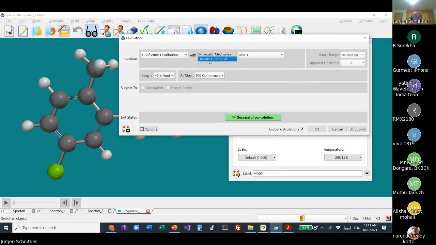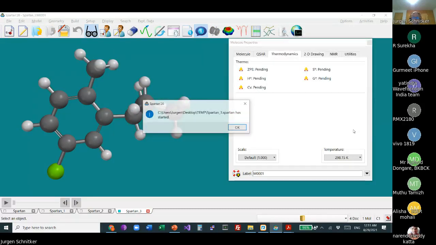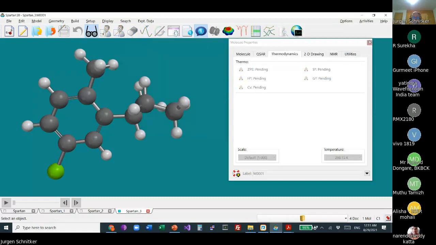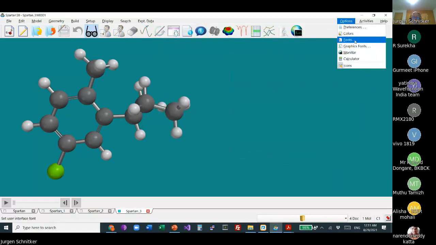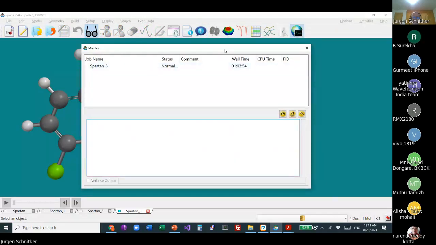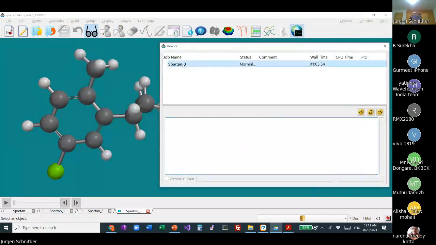I can do density functional, but the risk of immediately falling into a black hole is great, because DFT for every possible conformer can get very expensive very quickly. So you start with molecular mechanics. We keep all the ones which are within 40 kilojoules per mole above the lowest one, and then we submit. That's my usual worry. Now I hope this will finish.